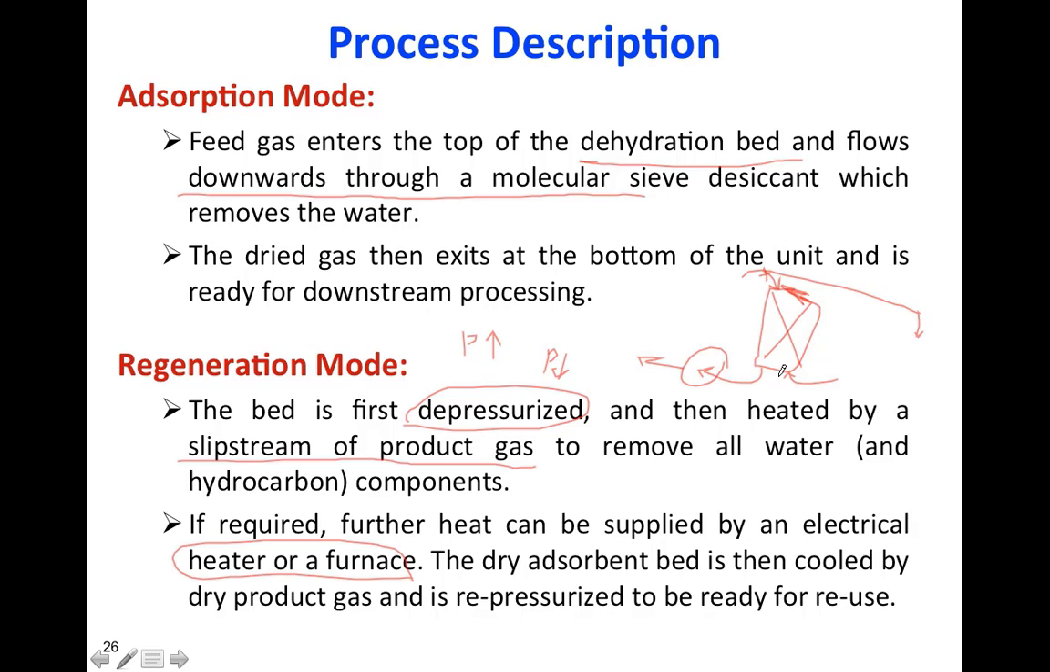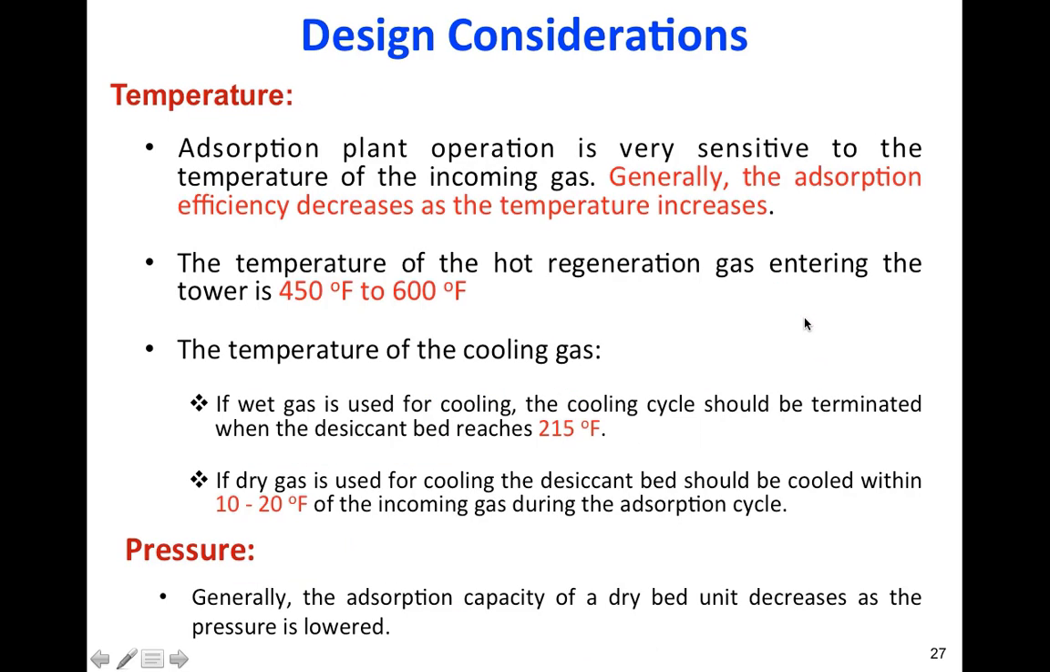First of all, we have to cool it down. We can use some cooled gas to cool it down, and then we repressurize it, increasing the pressure. We make it cold and pressurized, low temperature and high pressure, and it will be ready to be used for the adsorption process. There are some concerns about the temperature, pressure, and what the range of these parameters is. I'm going to talk a little bit about them now.